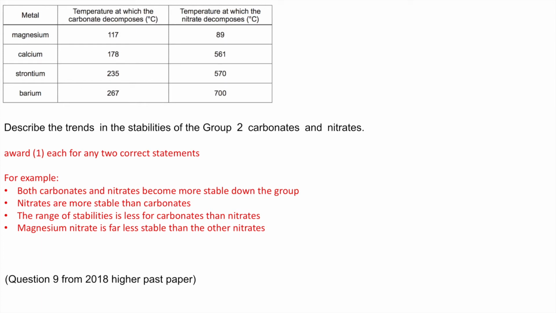And saying that the range of stability is less for carbonates than nitrates, and that magnesium nitrate is far less stable than the other nitrates, would also get you 1 mark. Potentially stating that calcium nitrate and strontium nitrate have similar stabilities would also get you a mark.